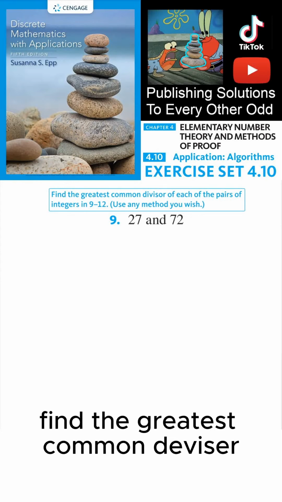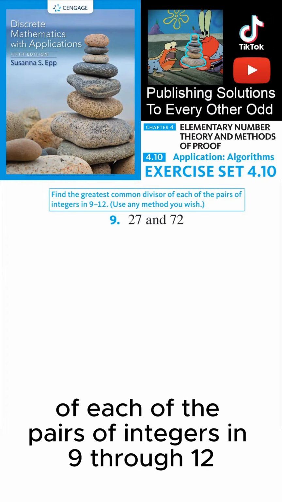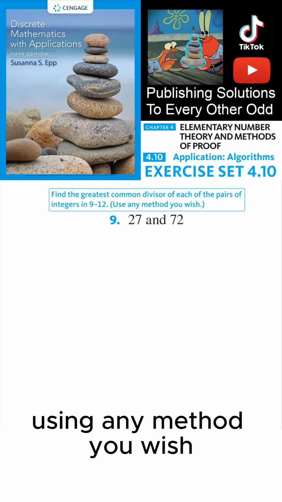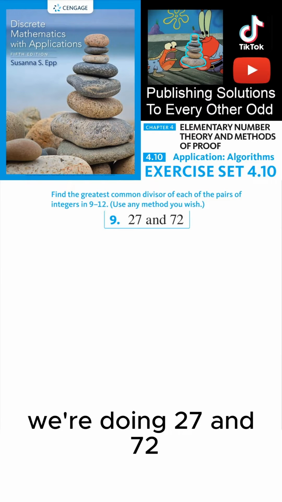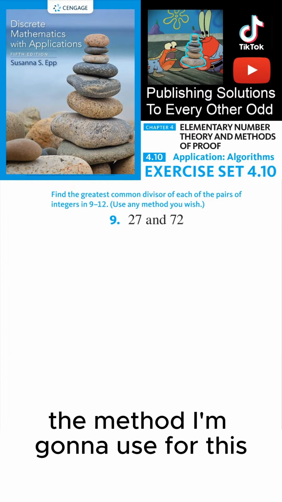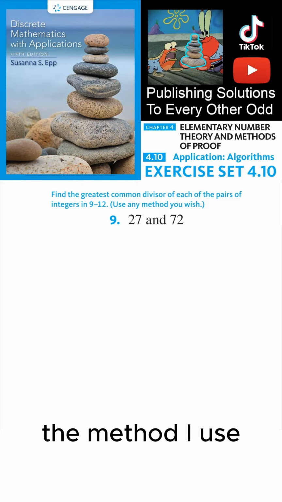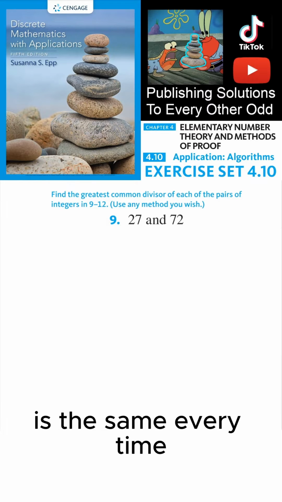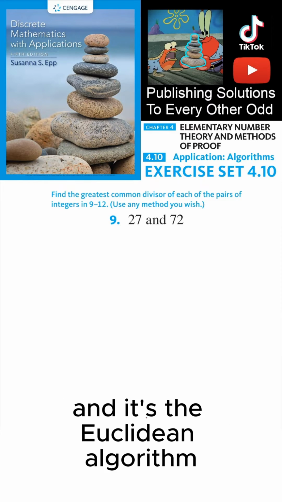Find the greatest common divisor of each of the pairs of integers in 9 through 12 using any method you wish. We're doing 27 and 72. The method I'm going to use for this, the method I use for finding the greatest common divisor, is the same every time, and it's the Euclidean algorithm.